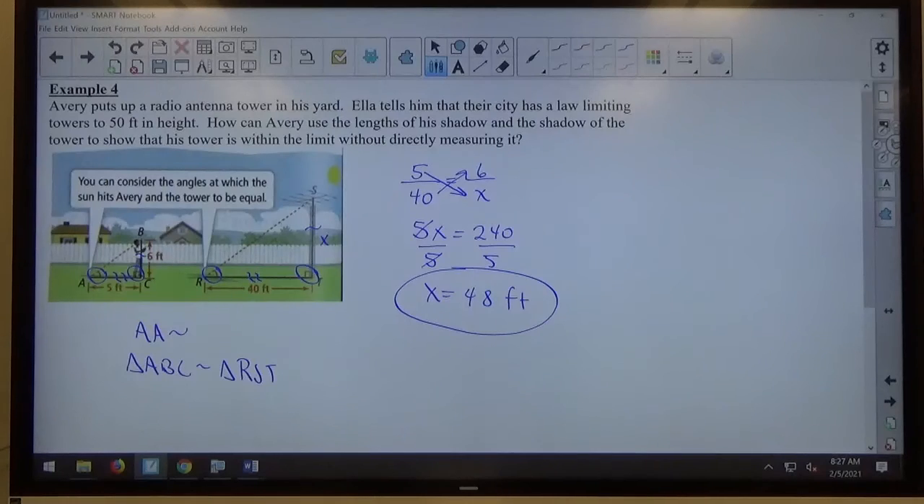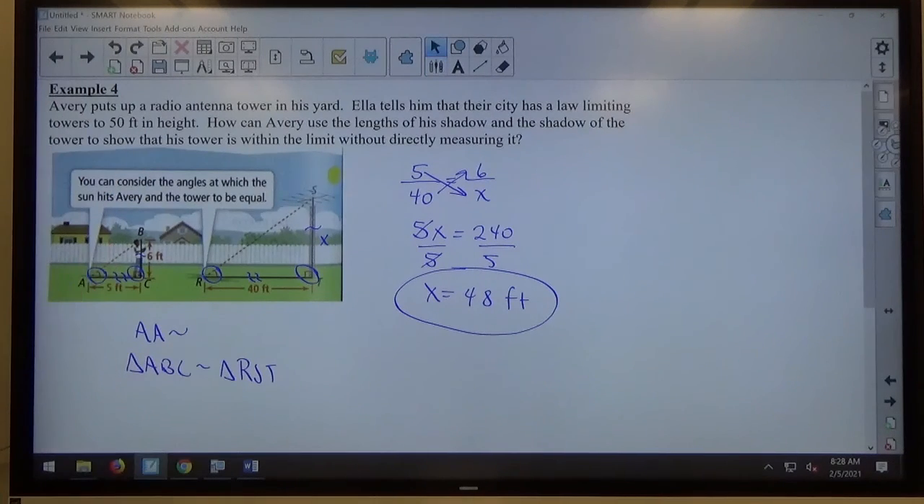So, how can Avery use the lengths of his shadow and the shadow? So the question is saying, how can we do this? Well, set up a proportion, show the triangles are similar, set up a proportion, and cross multiply. But the actual height of the tower is 48 feet, so Avery could say back to Ella, well, it's 48 feet high, so it's within the limits of the law because it has to be less than 50. So Avery's in good shape here for this one.